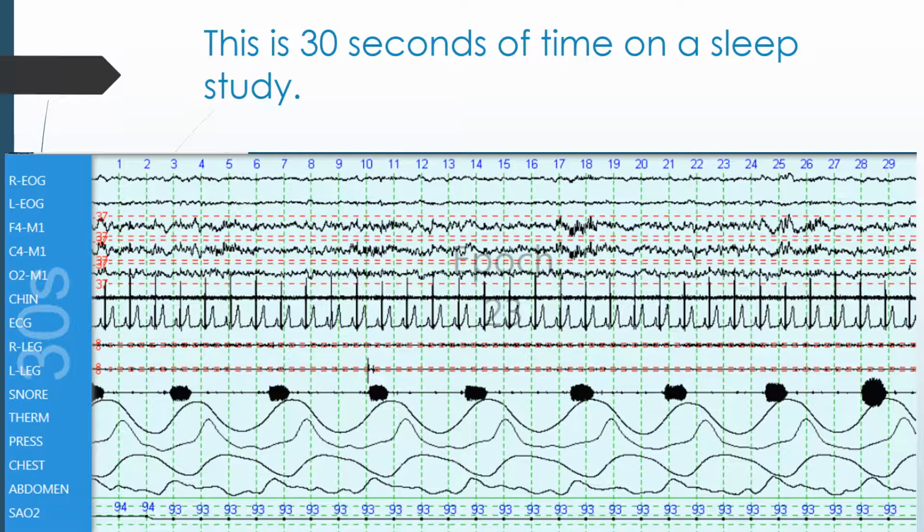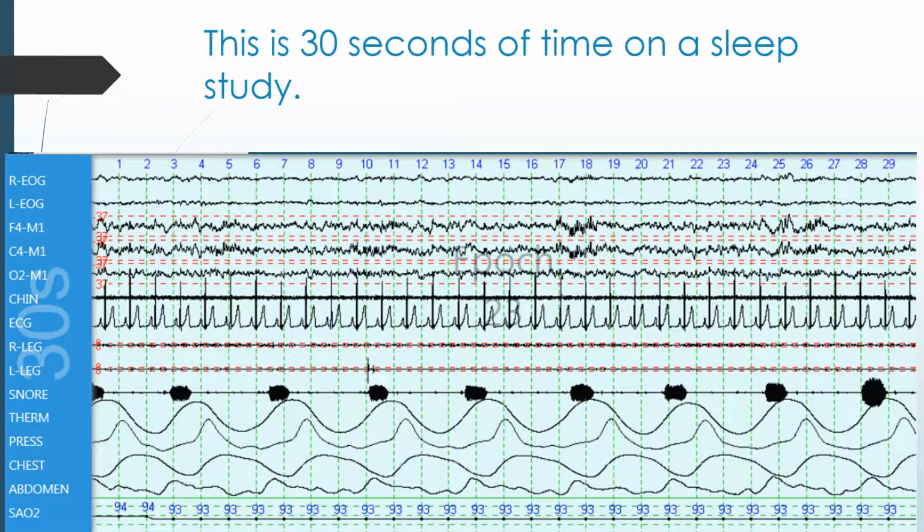A couple of things I would like to point out. The blue numbers across the top of your screen, those are seconds. So you see the green dotted line below them, that is 1 second. And then at number 2, that represents 2 seconds. And so on and so forth.